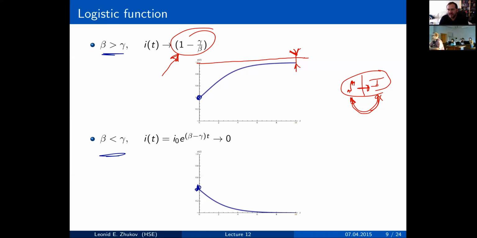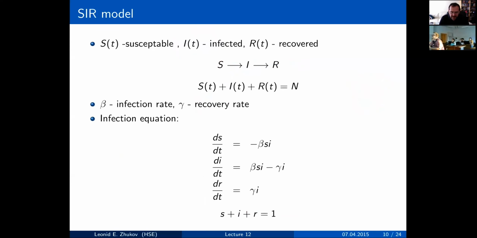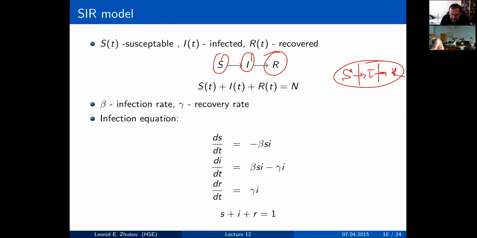Yes, excellent. Okay, so then the last model that we're going to talk about is the SIR model. And here the difference is the following, right? We have three compartments, S, I, and R. And in this scenario, people can get infected and then recovered or removed from the system.